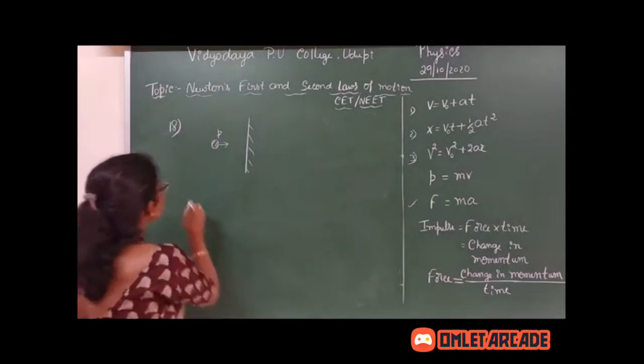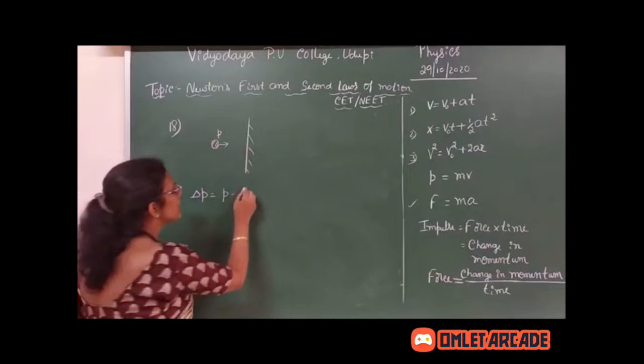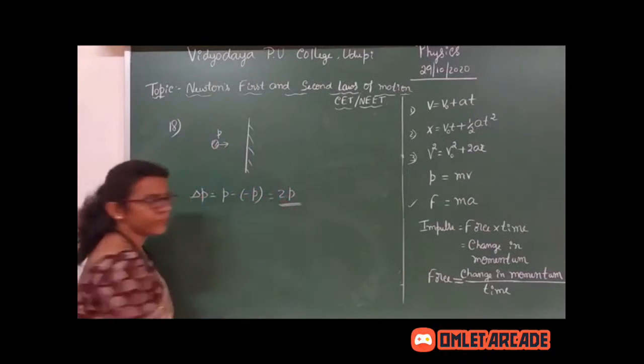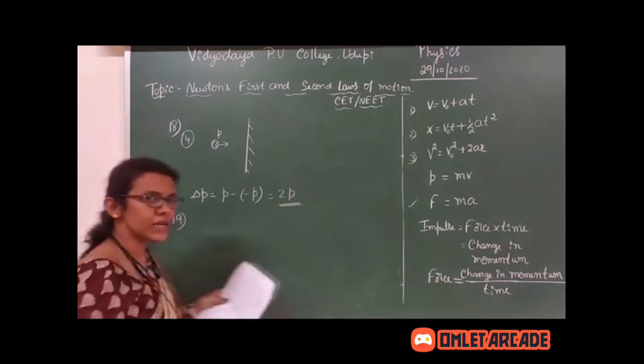So we have to calculate the change in the momentum. Delta p is the change in the momentum, that is p minus (direction is opposite, so minus p), which is equal to 2p. So the right option for question number 18 is 4. So that is the right option.